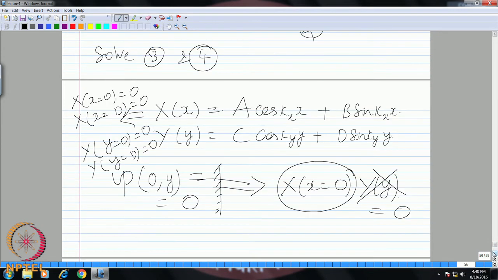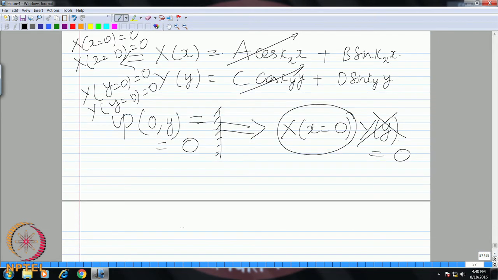So, if you apply the boundary conditions, what do you see? This term directly gets out, this term also goes out, and you have only sine functions in x and y. And what about the corresponding eigenvalues? We will have the condition that k_x d is equal to n pi, n is equal to 1 to infinity. Similarly, k_y d will be l pi along the y direction, where l is also from 1 to infinity.